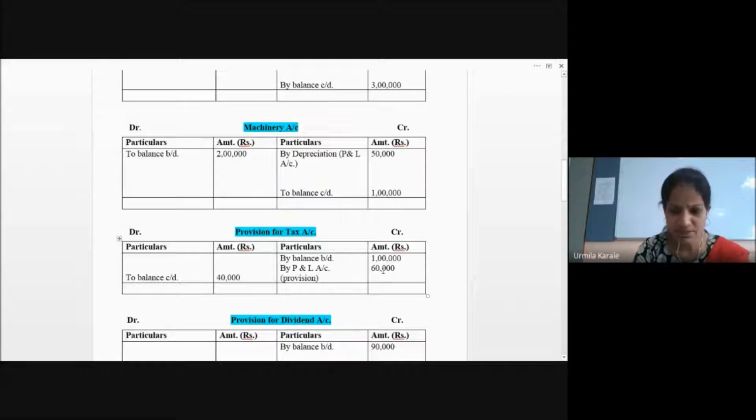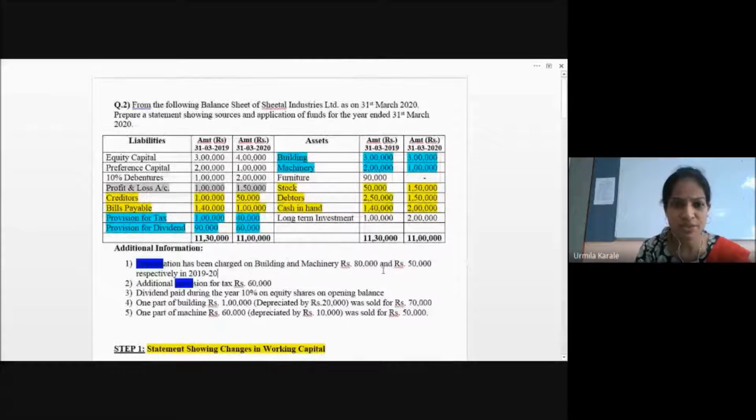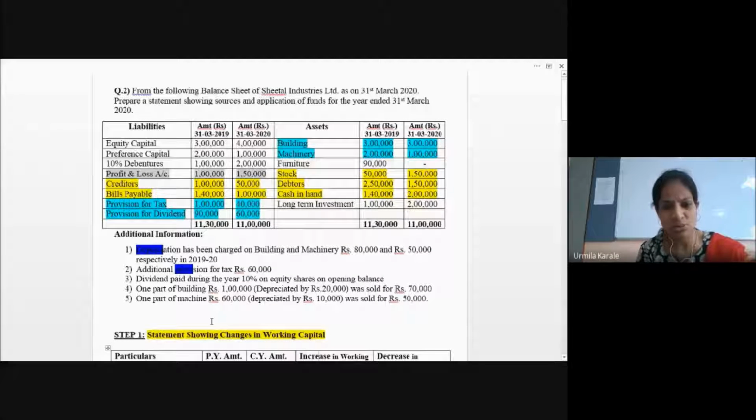Okay. Check if we have any other information relating to tax. Provision for taxes done. Next is dividend related here. Next is this building and machinery. So we are done with this account. You can close it, or you just write all the adjustments. Then you can close the accounts.